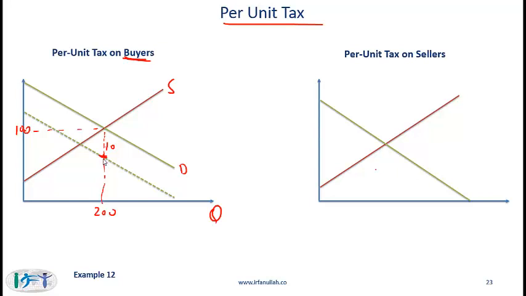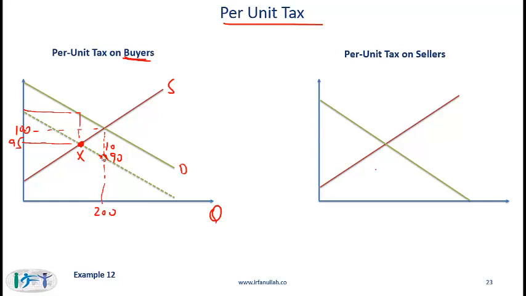The supplier still has the same supply curve, but clearly this point is not the equilibrium point. The new equilibrium point, after the tax of 10 has been imposed, is now this point over here. Let's say that this point is point X. And if this new price is 95, then the amount that is paid is actually 105, because the tax amount is 10.